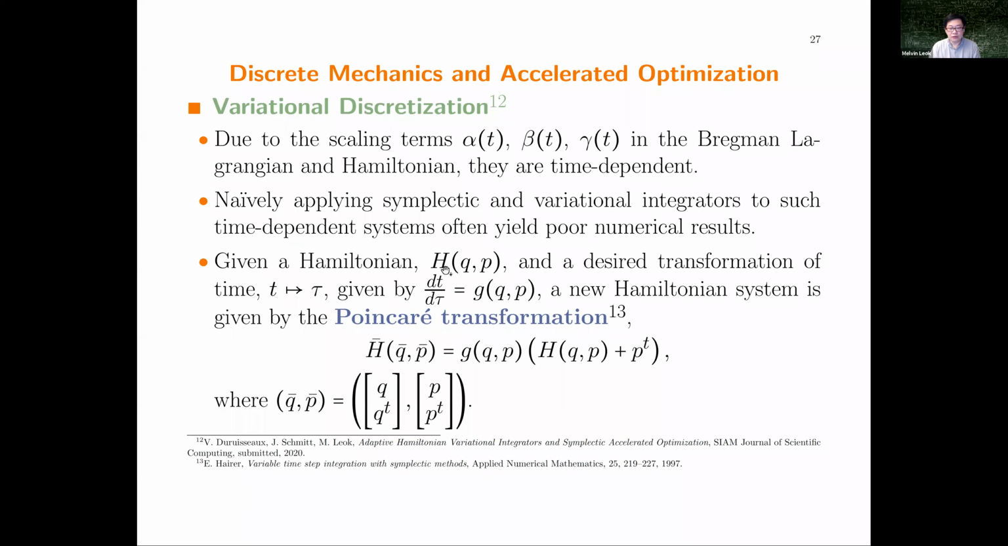So if I give you a Hamiltonian and I give you a particular rescaling of time, which is described in terms of this differential equation, which involves G, which is a monitor function, then you can write down a new Hamiltonian system, which is defined by this Poincare transform, right? Whose flow then is like this reparametrization of the original flow.